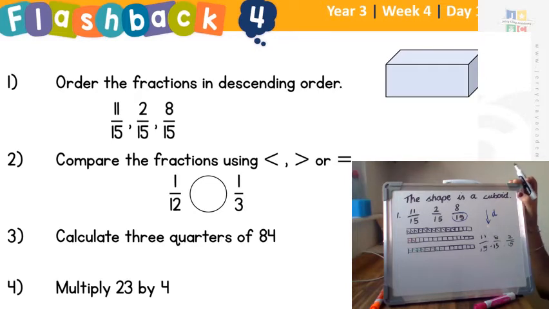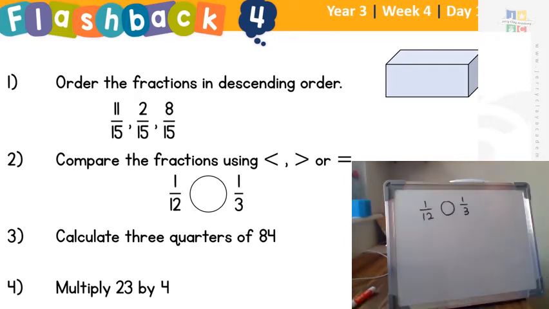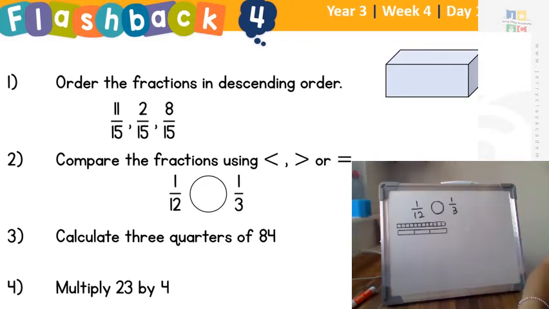Okay, looking at question 2, so we had to compare the fractions using less than, greater than or equal to. Now, in order to do this, we could have drawn a bar model to show what 1/12 looked like and what 1/3 looked like, which I'm going to draw now. So it looks something like this.